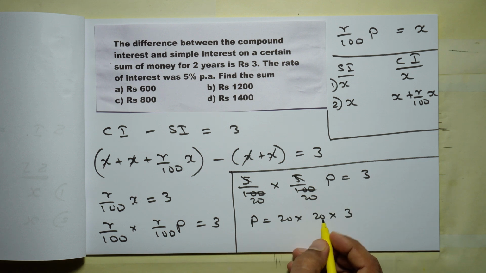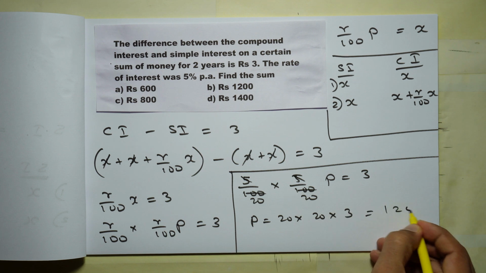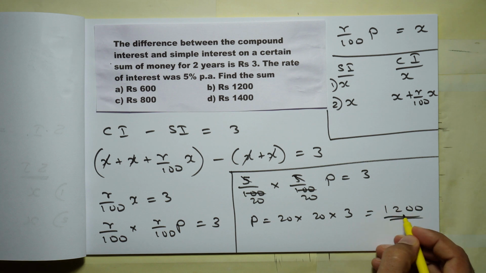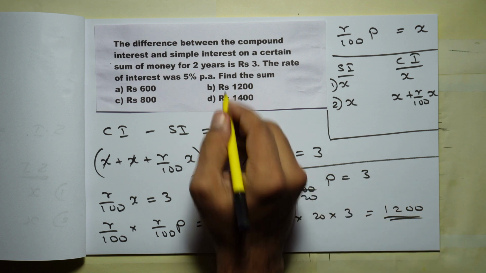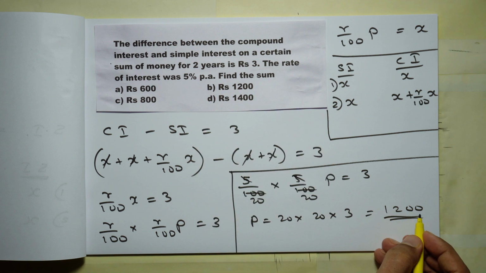20 into 20 is 400. 400 into 3 gives you 1200. And p is the sum or the principal, and that is rupees 1200. Find the sum. That is rupees 1200. Option B.